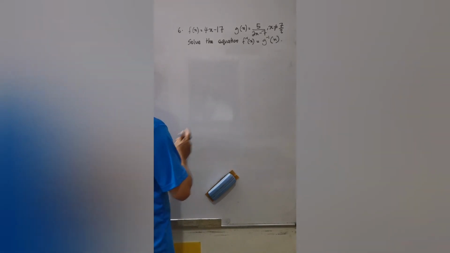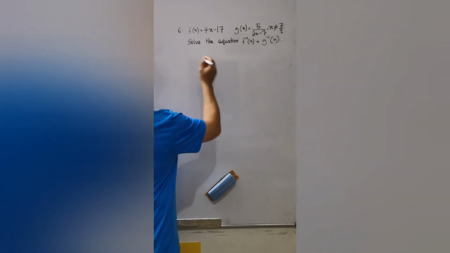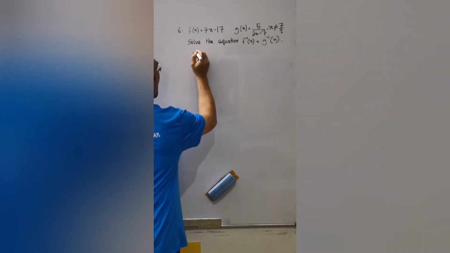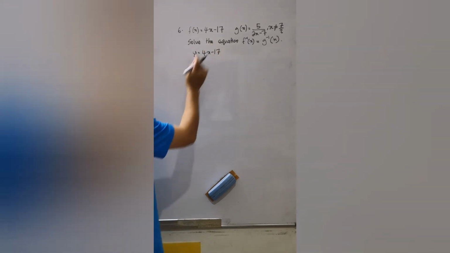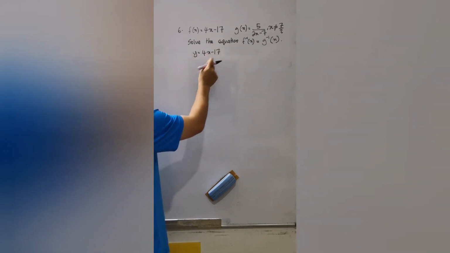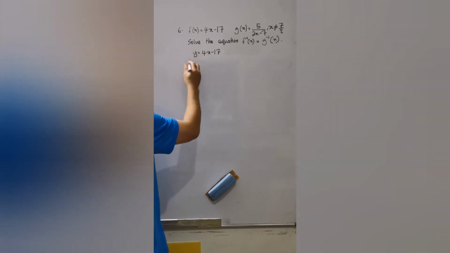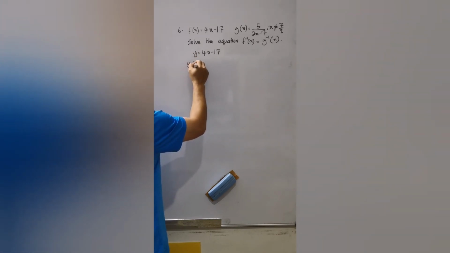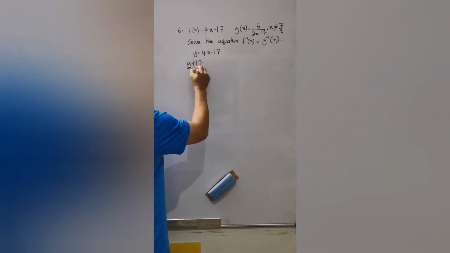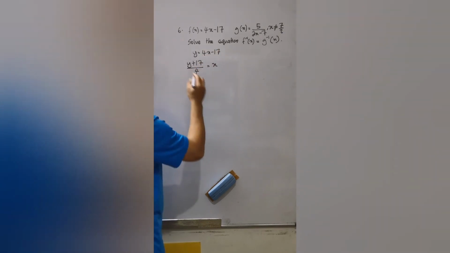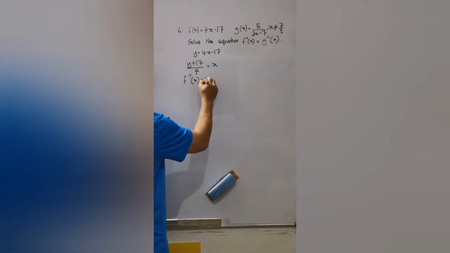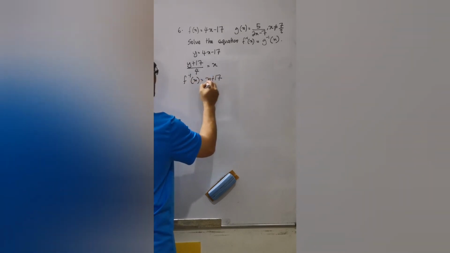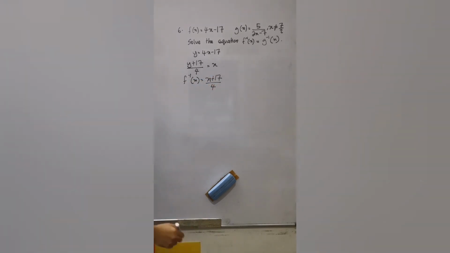I'll do my preferred way. I just say let y equals 4x minus 17. I just make x the subject. So move 17 and move 4. So it becomes y plus 17 over 4 equals x. So inverse of f will be x plus 17 over 4.